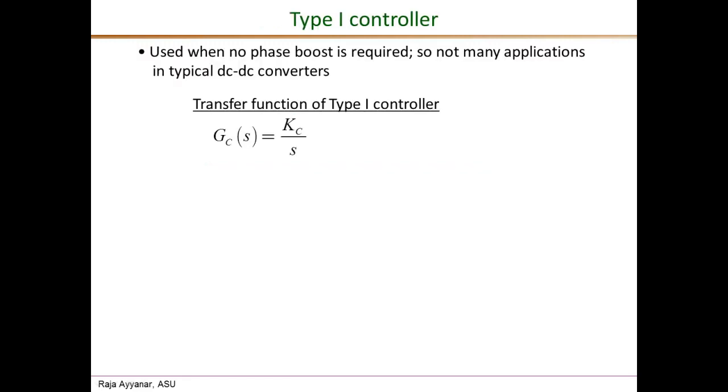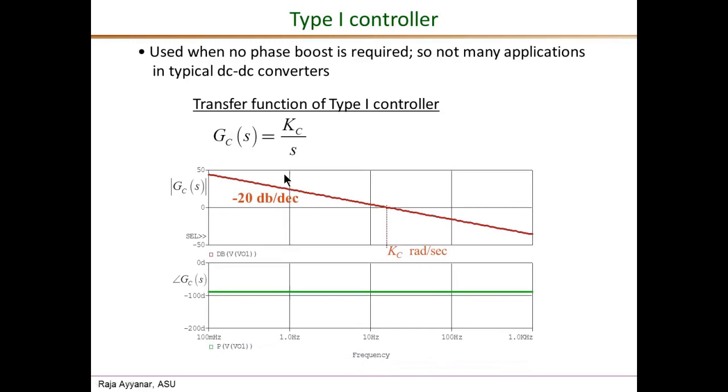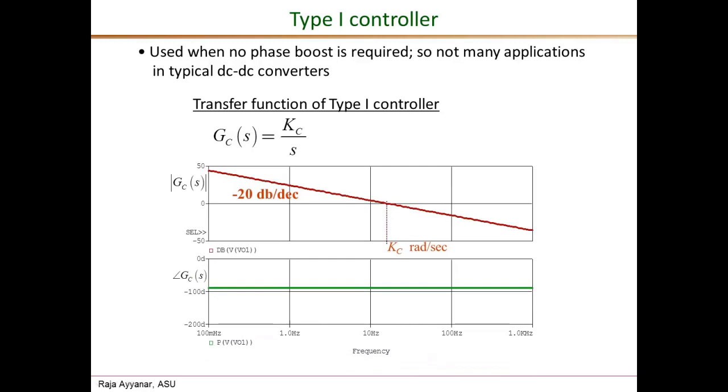Next, let's study how to design the different parameters needed in each type of controller. Type 1 is first. This is used when we don't need any phase boost and therefore doesn't have that many applications. The transfer function itself is shown here. It's Kc over s, and the corresponding Bode plot of just the controller alone is shown here.